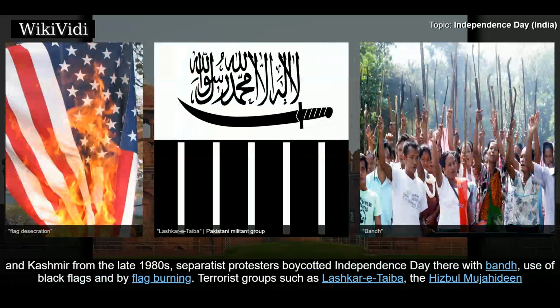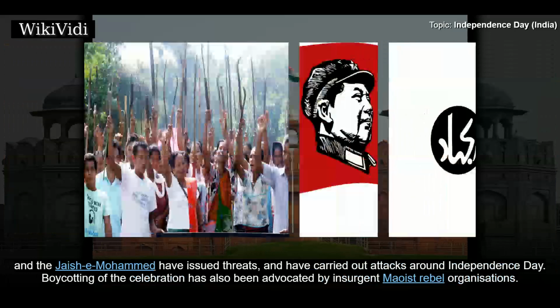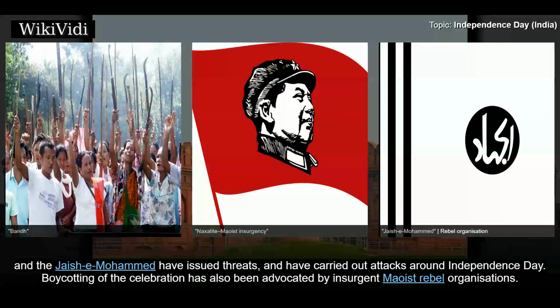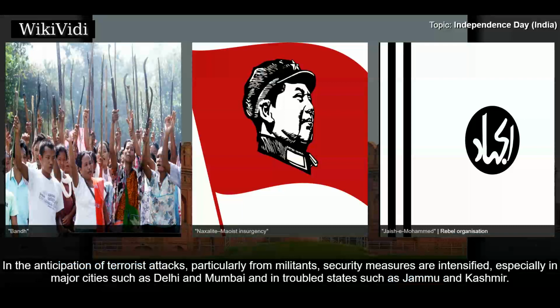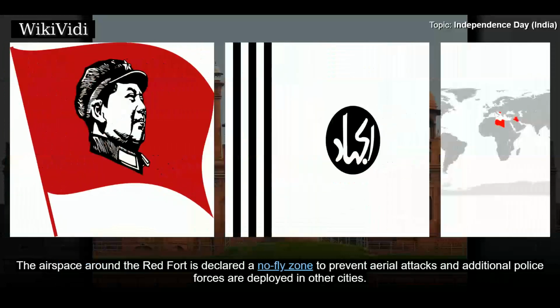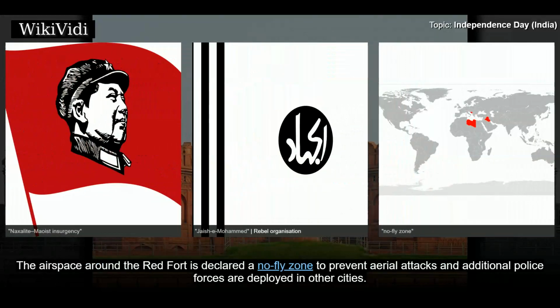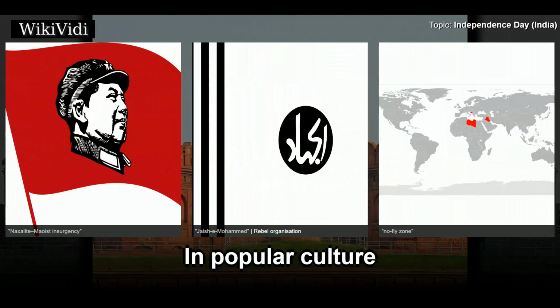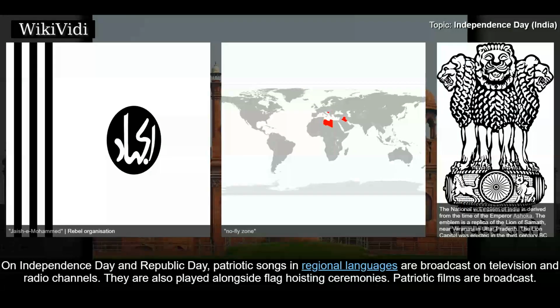Terrorist groups such as Lashkar-e-Taiba, the Hizbul Mujahideen, and the Jaish-e-Mohammed have issued threats and have carried out attacks around Independence Day. Boycotting of the celebration has also been advocated by insurgent Maoist rebel organizations. In the anticipation of terrorist attacks, particularly from militants, security measures are intensified, especially in major cities such as Delhi and Mumbai and in troubled states such as Jammu and Kashmir. The airspace around the Red Fort is declared a no-fly zone to prevent aerial attacks, and additional police forces are deployed in other cities.